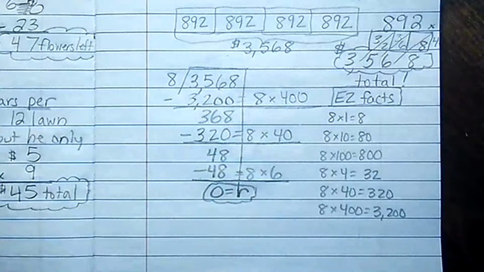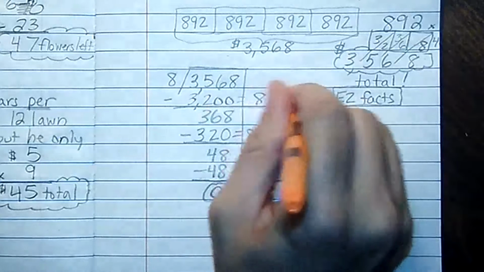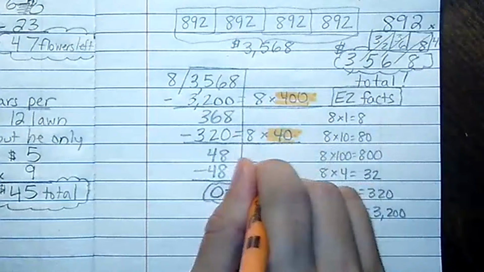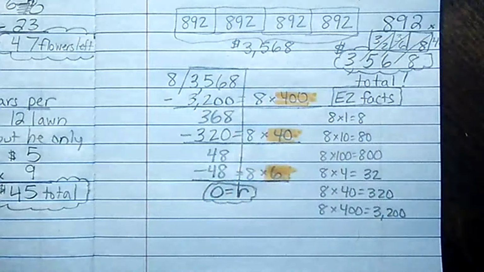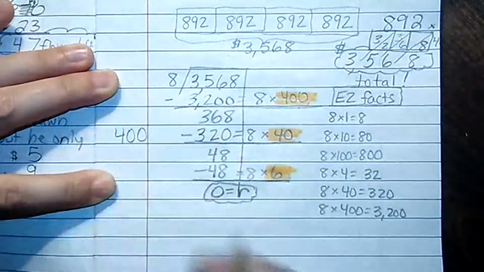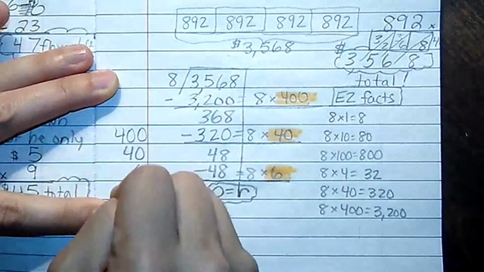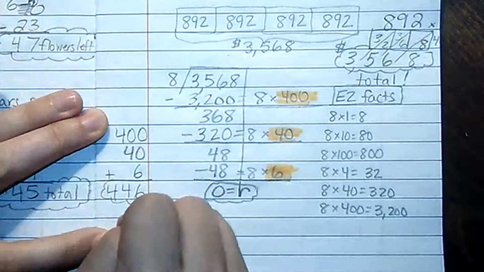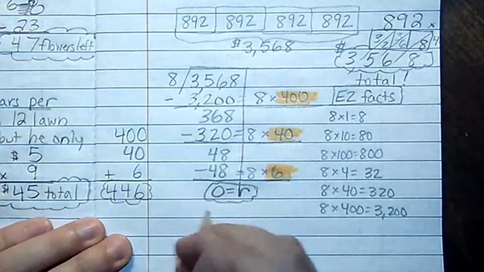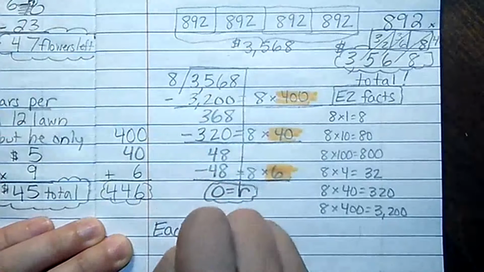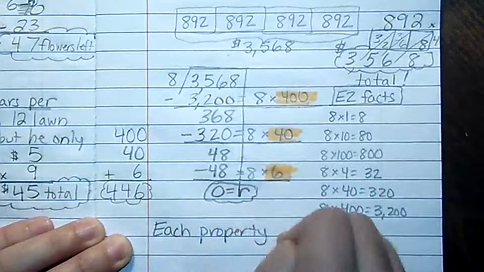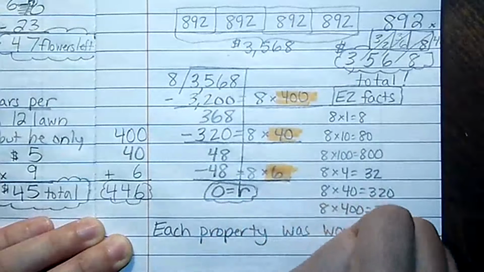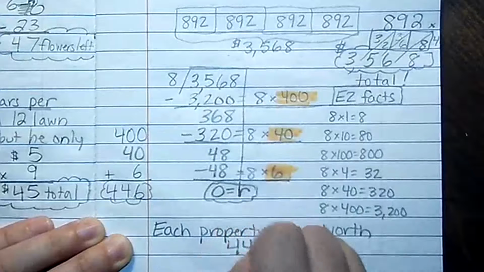But where do I find my answer? That's right, I have to look on the side. I have 400 plus 40 plus 6. So I'm going to take those 3 numbers into the margin. I'm going to stack them and add them. 400 plus 40 plus 6. And that gives me 446. So the question was, how much was each property worth? Each property was worth $446.